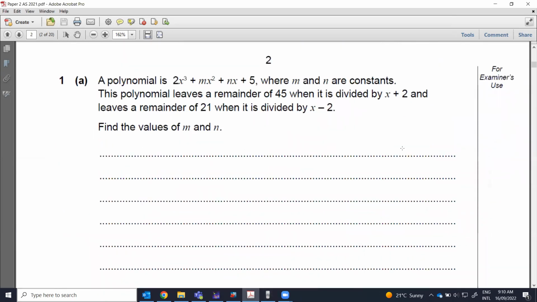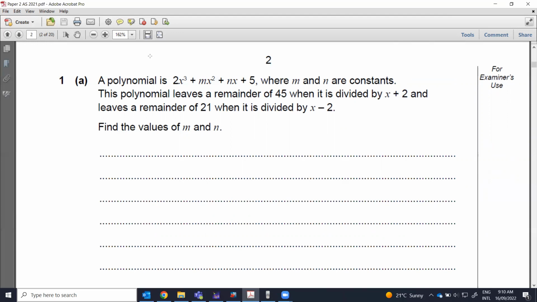Question number 1, it says a polynomial is 2x cubed plus mx squared plus nx plus 5, where m and n are constants. This polynomial leaves a remainder of 45 when it is divided by x plus 2, and leaves a remainder of 21 when it is divided by x minus 2. Find the values of m and n. Now, to solve this one, you just have to make use of the factor and remainder theorem.